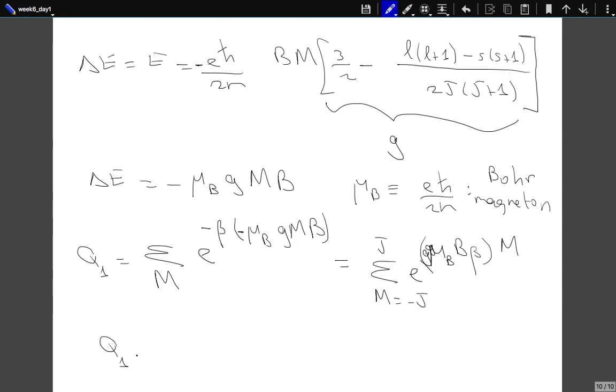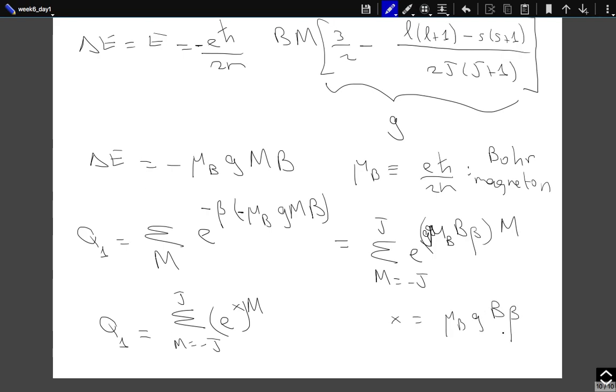So Q1, what is that sum? It is the sum of e to the power x m, where x is mu B g B times beta.